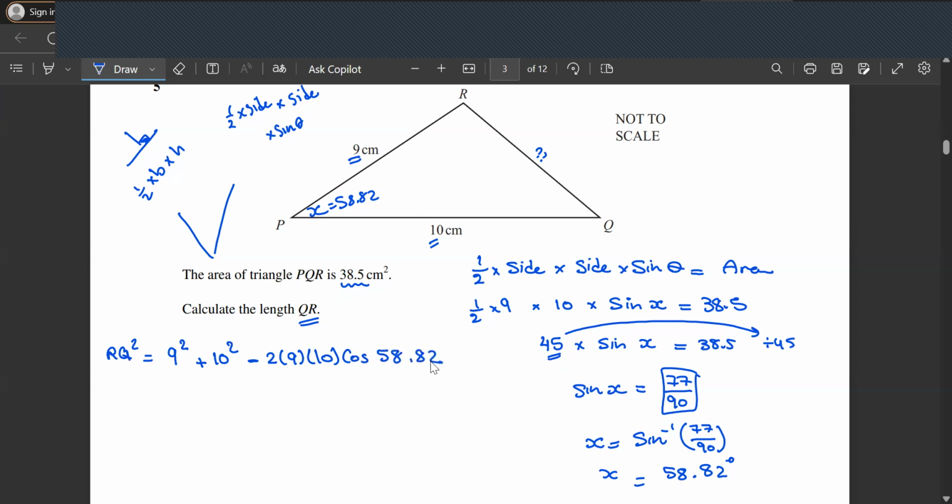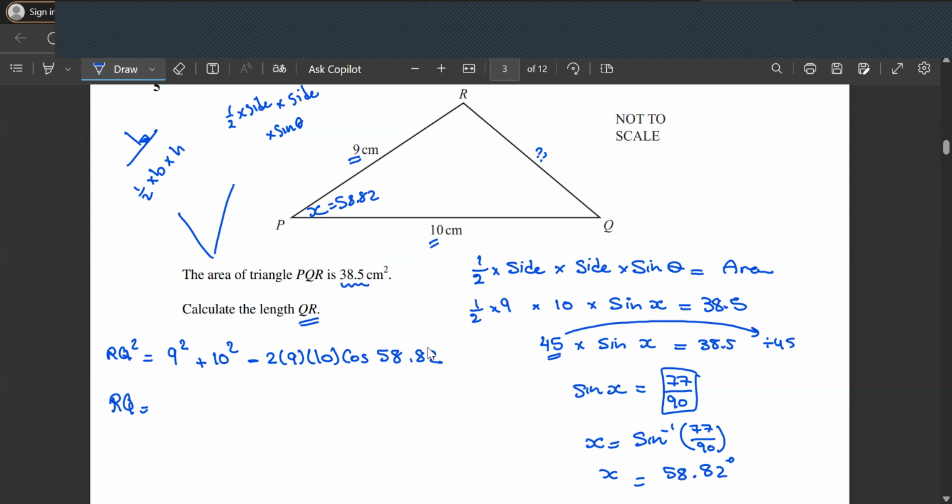That's it. So RQ equal. Calculate all of this and do what? The square root of it. So it will be 9 square. Look how to write it on the calculator also. 9 square plus 10 square.